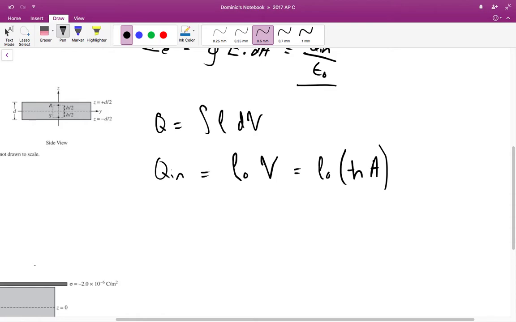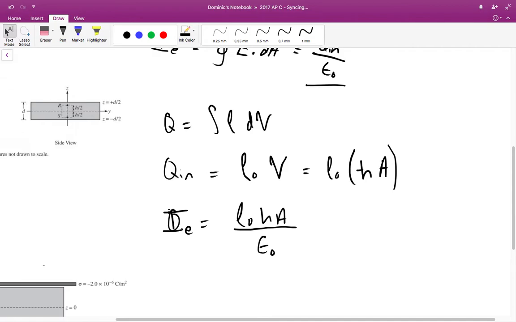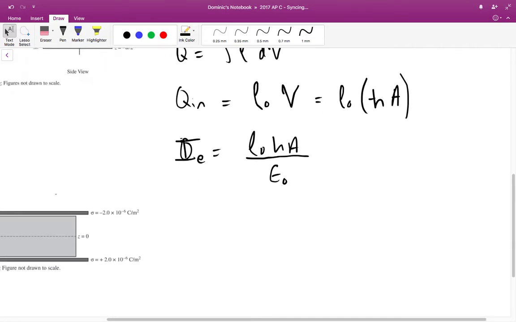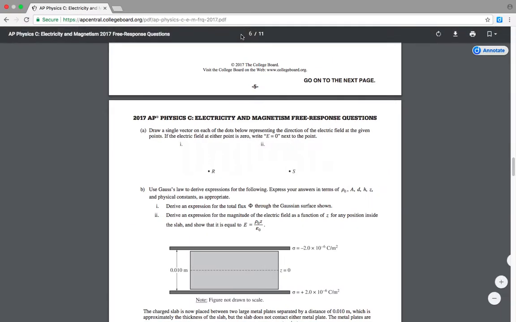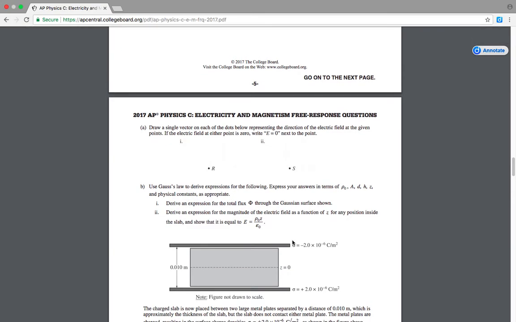And so the electric flux, if we plug that in for Q inside, is going to equal rho naught h A divided by epsilon naught. So that is the electric flux through that surface that they gave us.